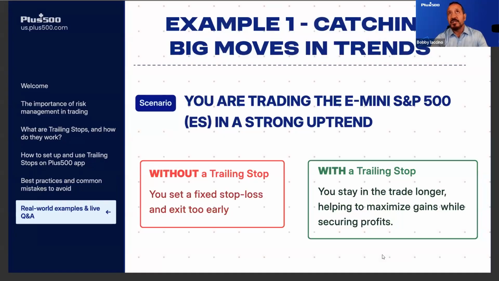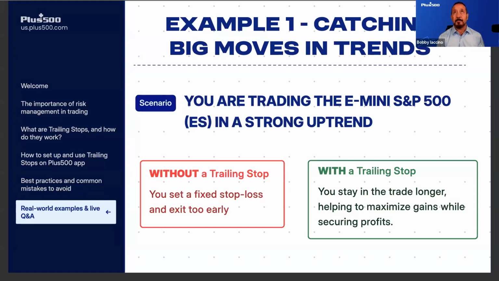All right, example one, catching big moves in trends. You're trading the E-mini S&P 500. ES is in a strong uptrend. Now, without a trailing stop, you set a fixed stop loss and exit too early. In other words, you have a fixed stop loss right after you enter the trade, and it dips, stops you out, and then rallies or continues to rally in the strong uptrend it's in. Okay? That's part of the problem that happens when you're not using trailing stops.